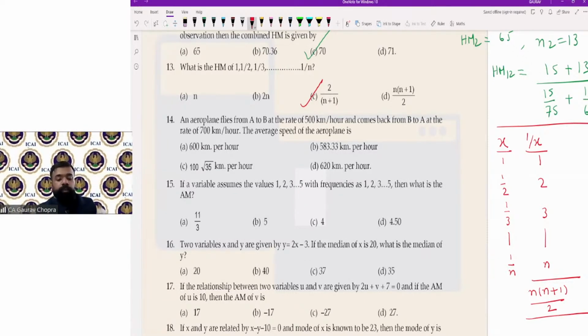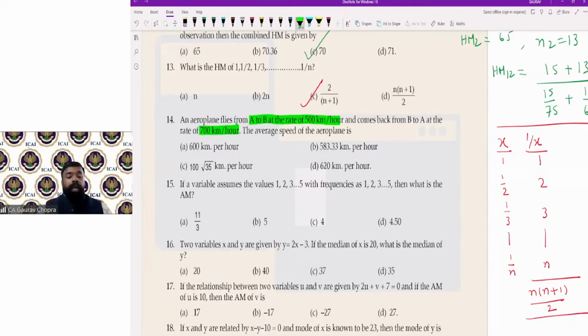Now the 14th one. In question number 14, it says an aeroplane flies from A to B at the rate of 500 kilometers per hour and comes back from B to A at the rate of 700 kilometers per hour. Then find out the average speed. Now, how can we calculate the average speed?